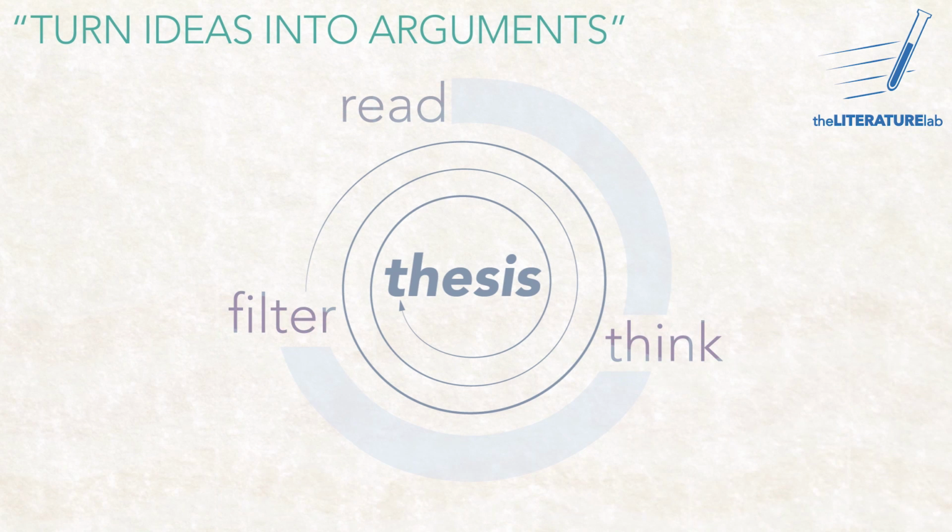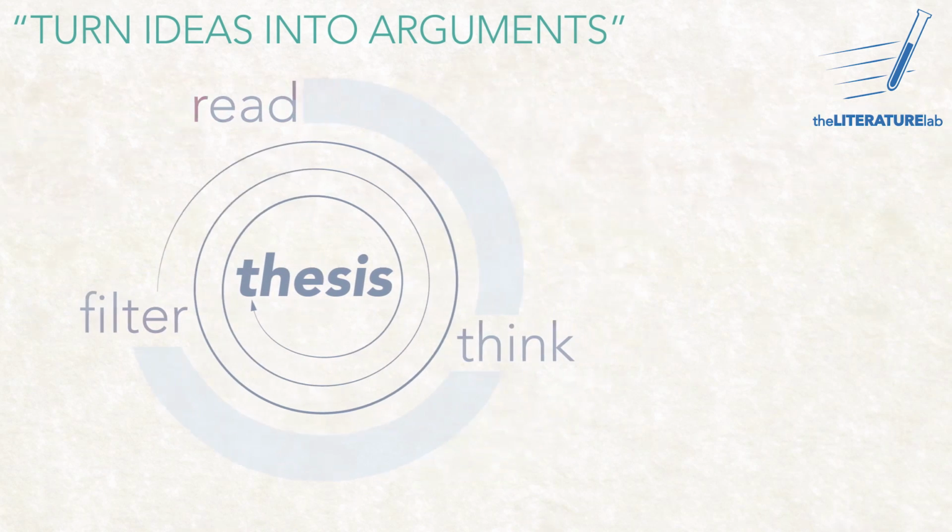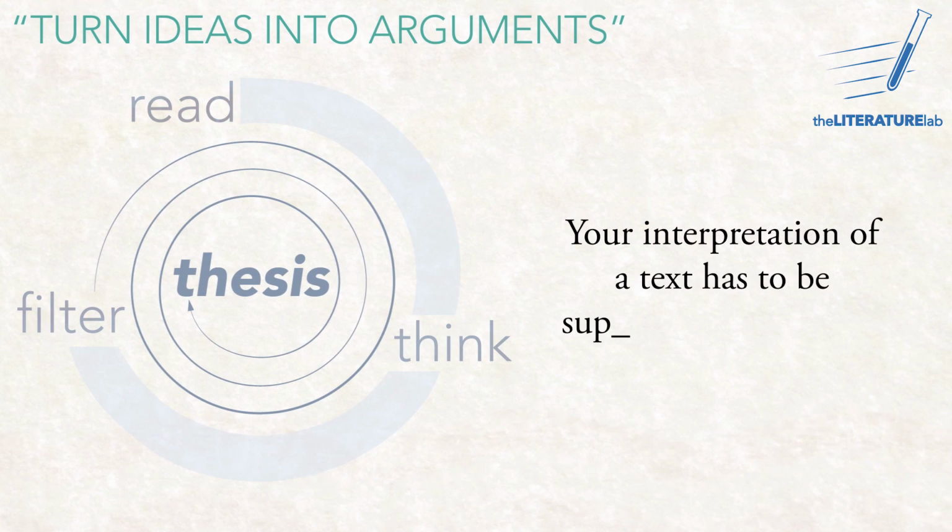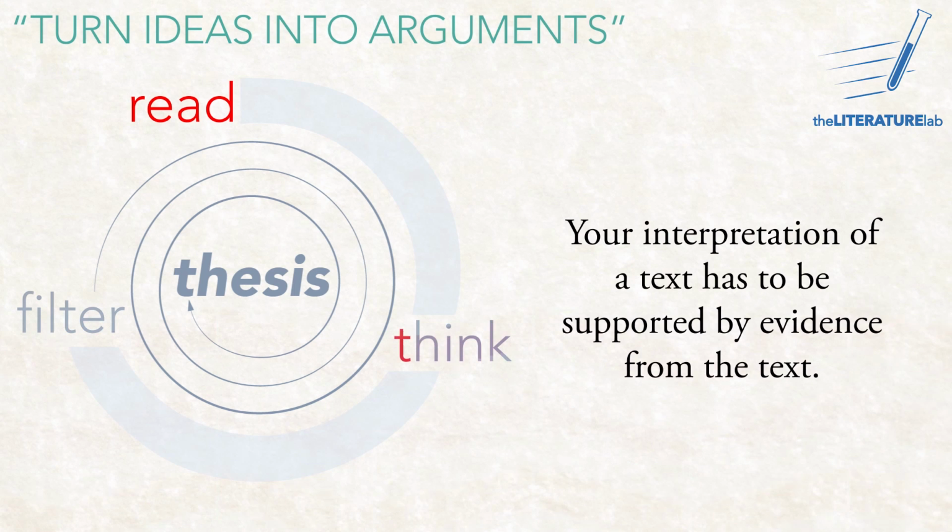Writing about literature is more dynamic than a checklist because you repeat stage 1, reading, multiple times during stage 2, thinking, just as you repeat stage 2 during stage 3, filtering. Why is that? Because your interpretation of a text has got to be supported by evidence from the text. So you need to read the text more than once, particularly after you have an idea of your argument, in order to find the best evidence for that argument. You know that you're finished when you're satisfied that you've found the best evidence for your argument.